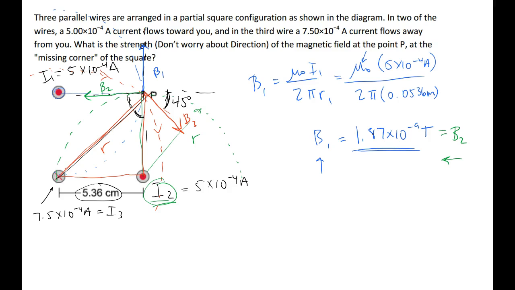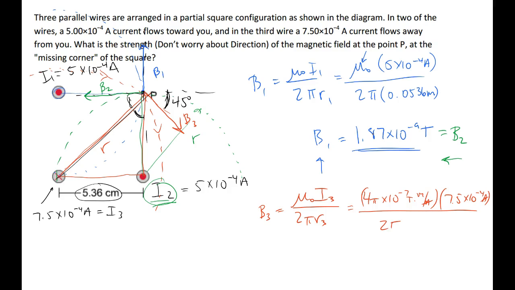So now let's look at B3. B3 is a little bit different. It's still mu naught times I, but now it's I3, which is a different current than 1 and 2. And then it's 2 pi R3, which is a different distance than R1 and R2. So that is 4 pi times 10 to the negative 7 Tesla times meter over amps, times I3, which is 7.5 times 10 to the negative 4th amps. Amps and amps will cancel.